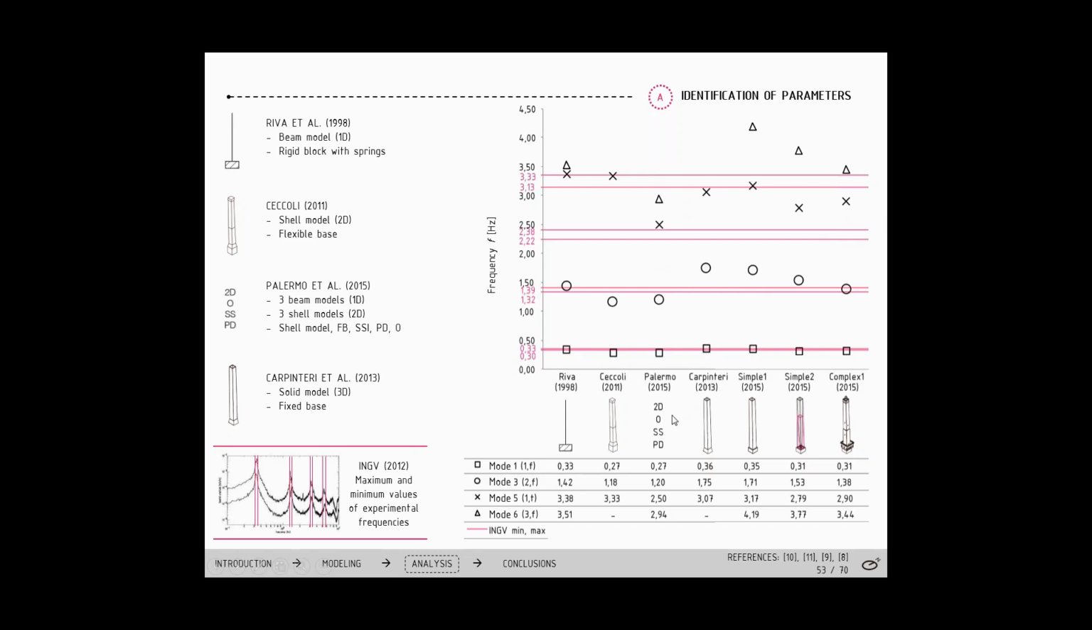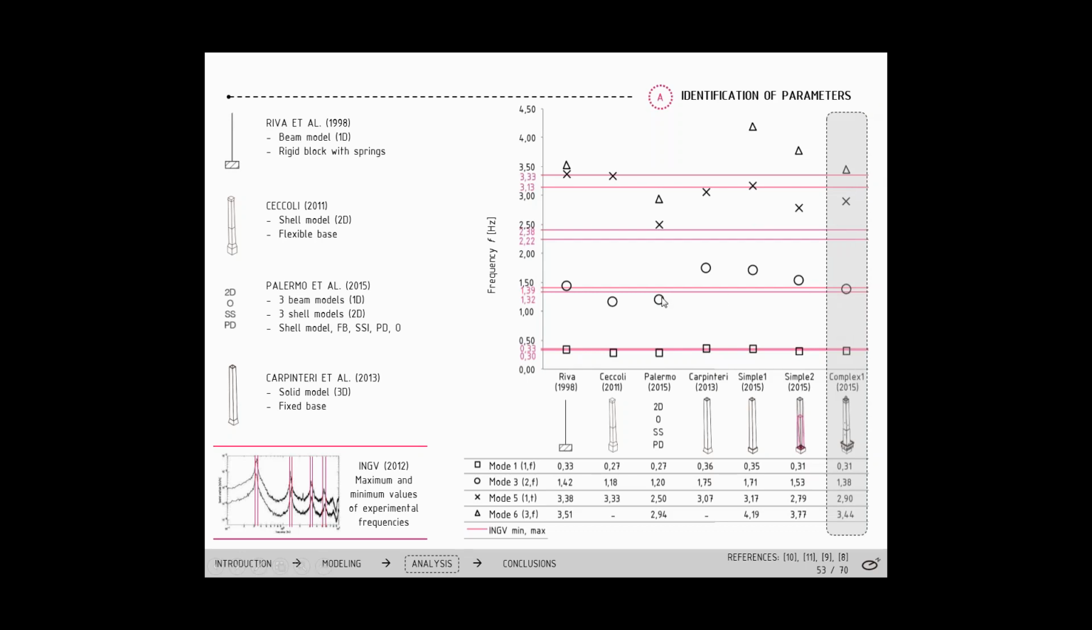The third model response is close to all frequency intervals and is similar to our complex one model right here. The fourth model has a very similar response to our two simple models. We can identify an approximation to the real frequencies with an increase of three-dimensional model complexity. In fact, the complex one model is the one that has the closest to reality structural response.